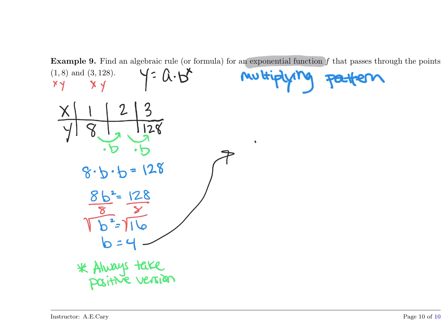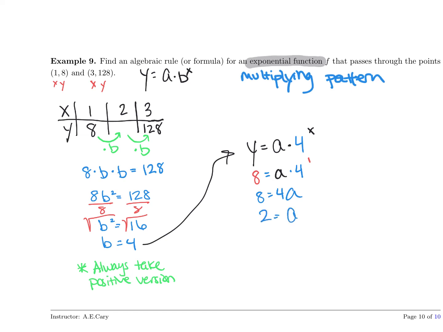As of right now, we have y is equal to a times our b value of 4 to the x. So it's up to us to pick which x and y value we want. You can really pick either point. However, I'm going to choose the point (1, 8) just because it's smaller numbers. So we're going to have 8 is equal to a times 4 to the power of 1. Another way to write that is 8 is equal to 4a. I'm going to divide both sides by 4 and get a is equal to 2.